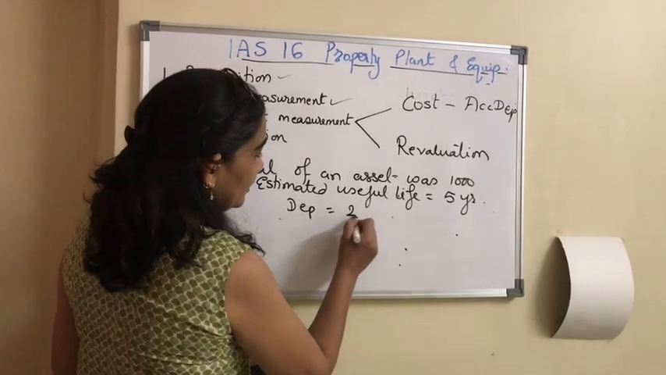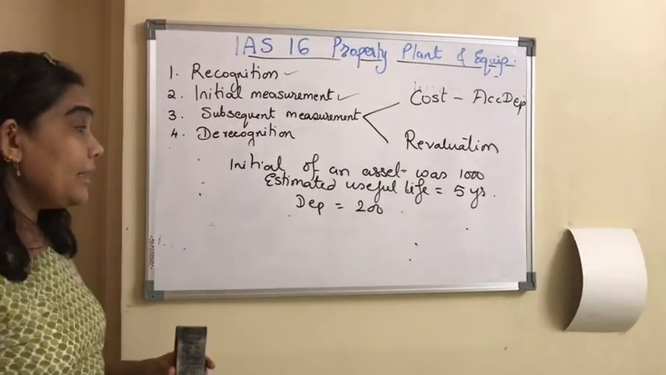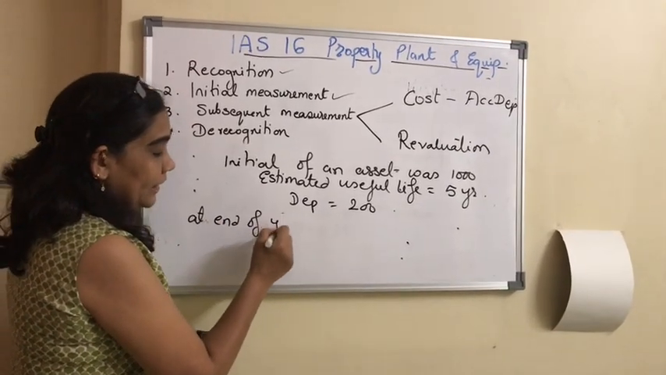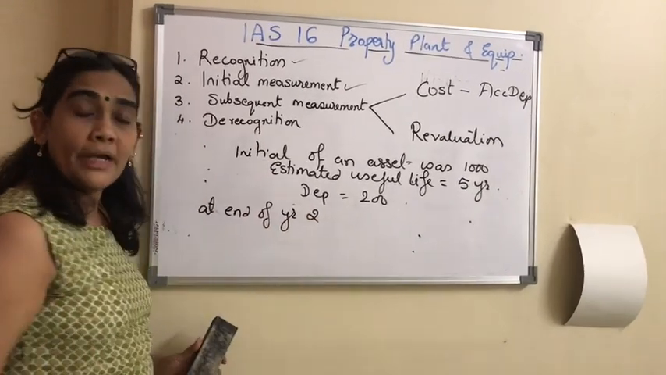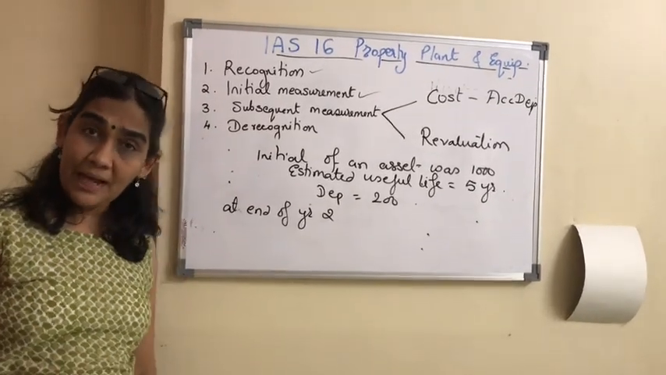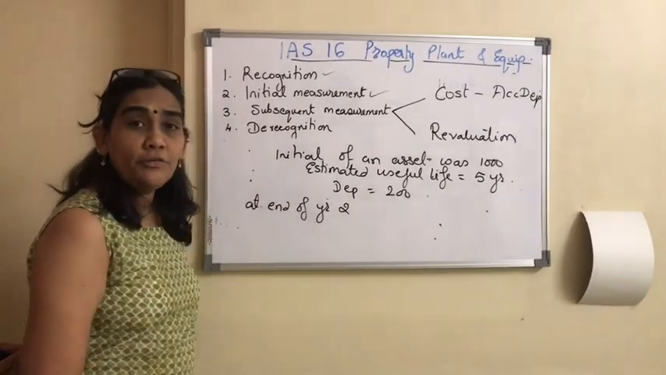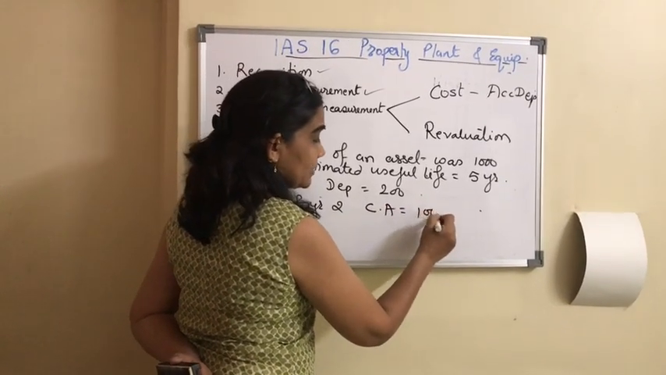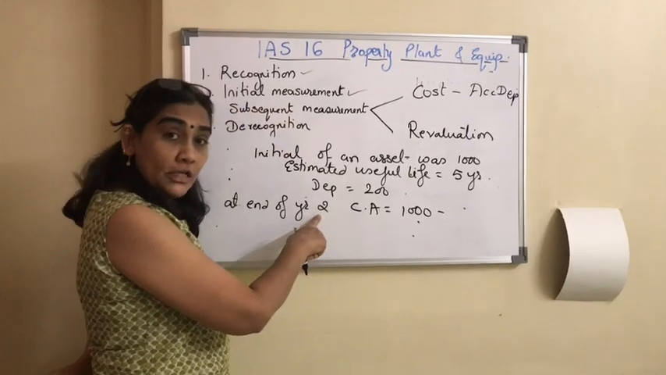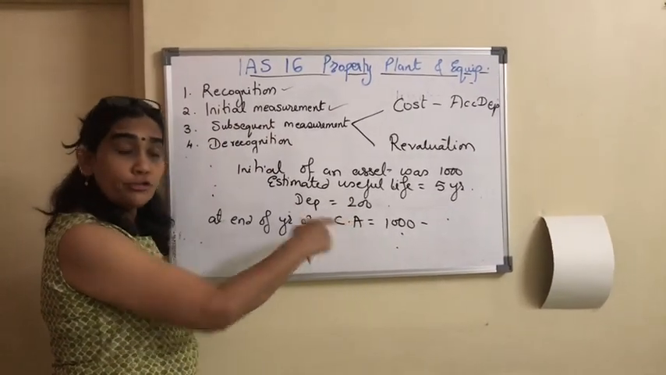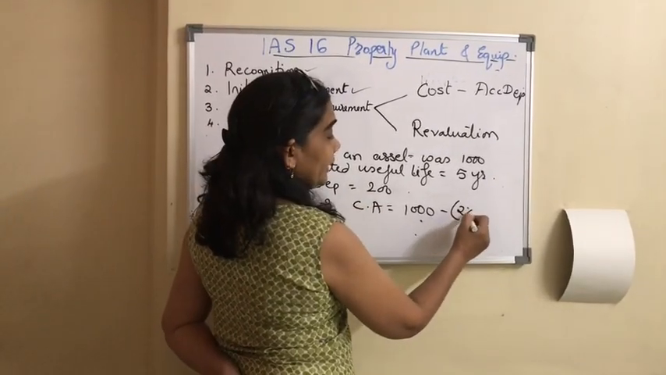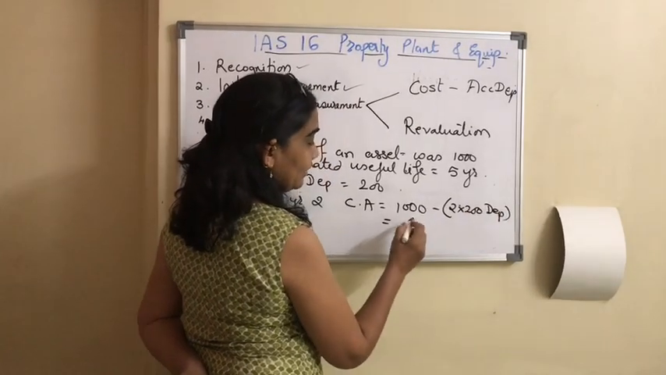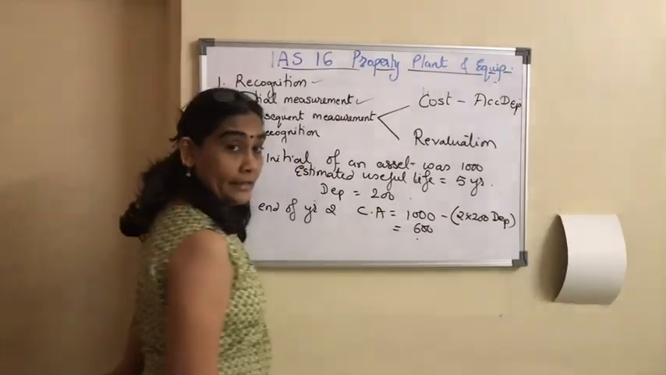Depreciation would be 200, correct? Now, at the end of year 2, you are depreciating 200 per annum. So, what happens at the end of year 2? The carrying amount would be 1,000 minus, now end of year 2, that means you have depreciated it for 2 years. So, 2 into 200 is the depreciation total. So, the carrying amount would be 600, correct?